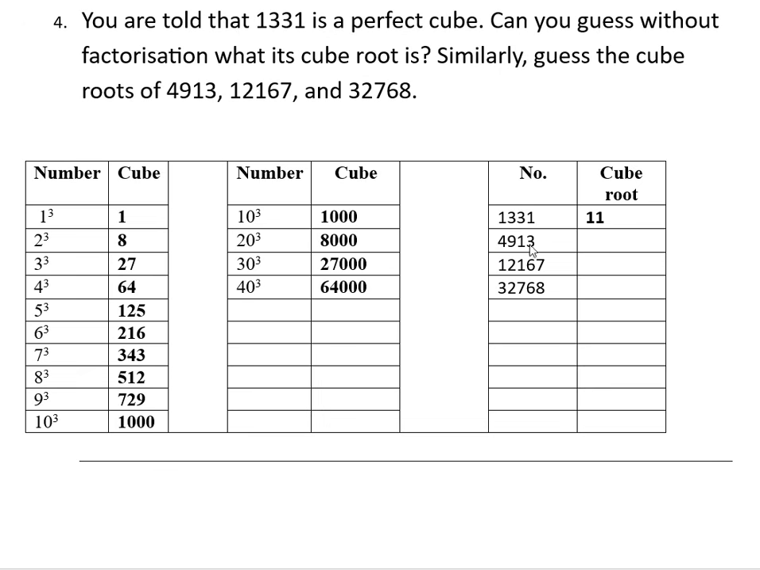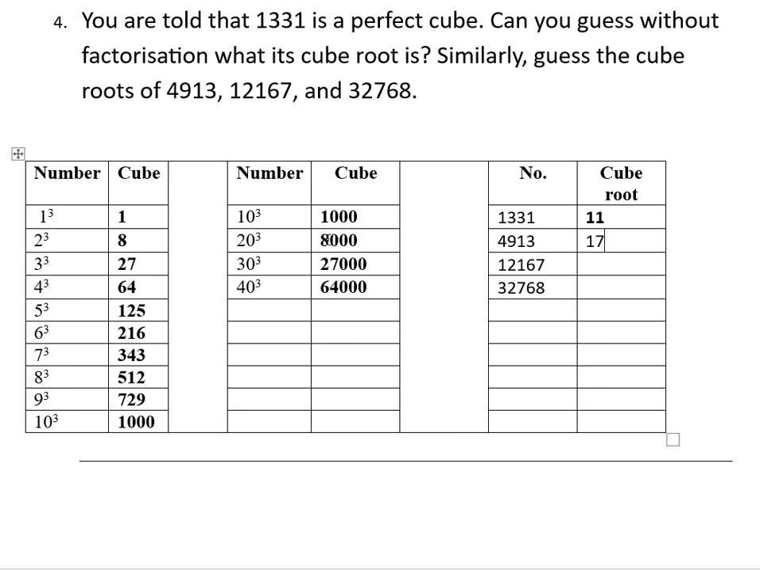The unit digit is 3. Let's try to see where the unit digit is. It's 3 here, which is ending with 7. So the answer has to be 17 here. Okay, next is 12167. It's 12,000.